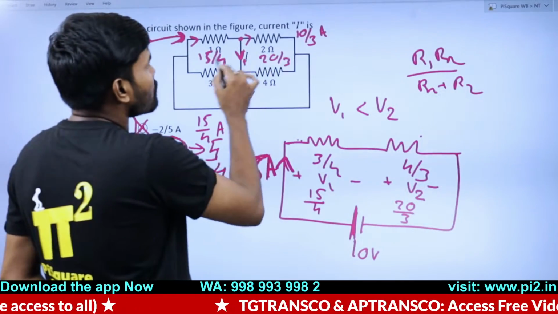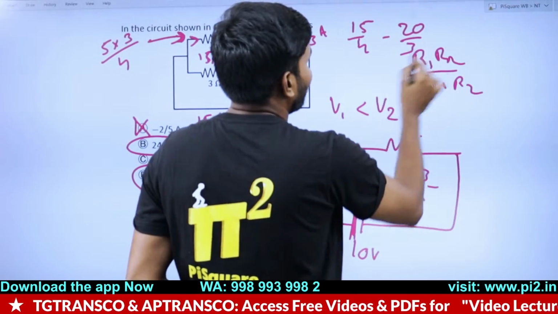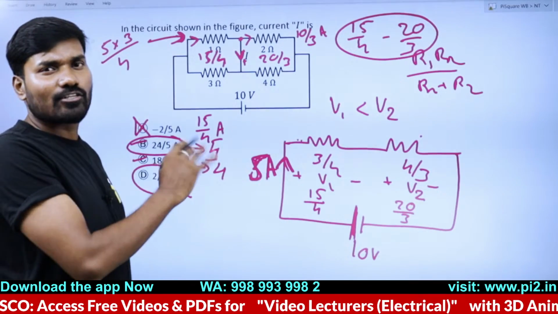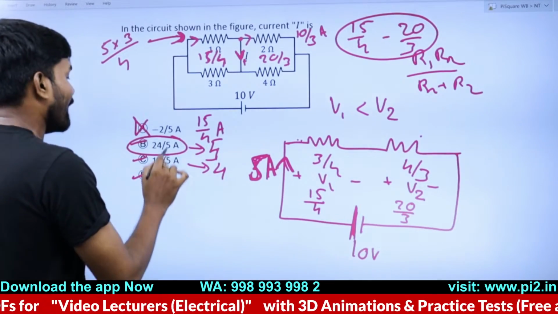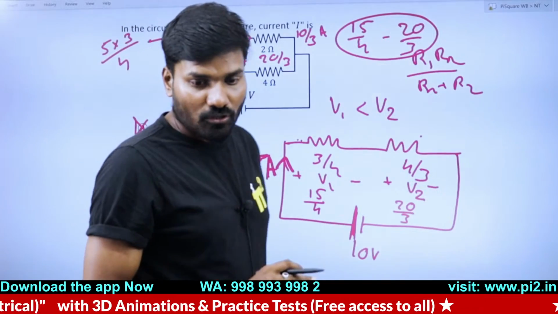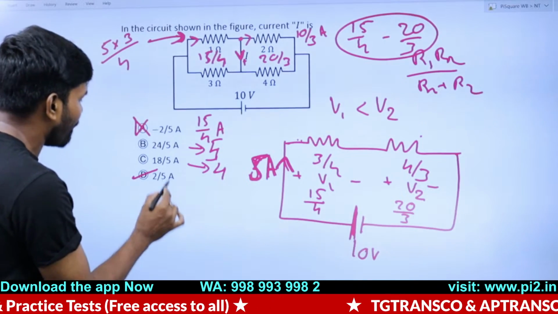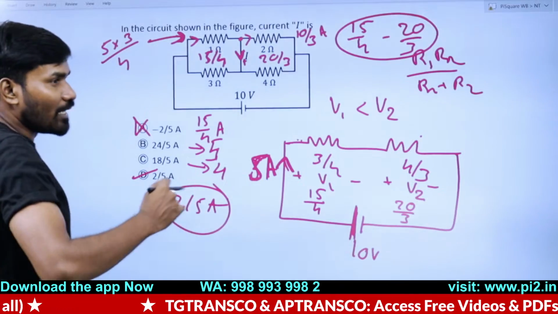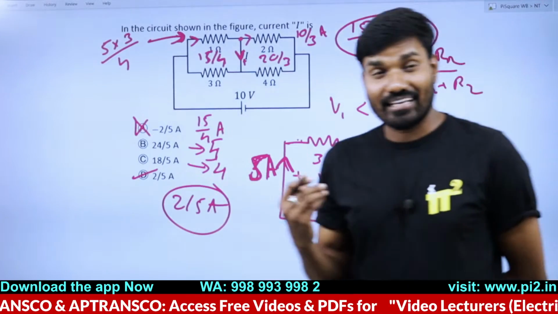Now, if I subtract these two numbers, 15 by 4 minus 20 by 3, is this going to give this answer or this answer, 5 or 4? Definitely it's not going to give 5 or 4. So possibly D is the answer, and it is the answer. If you go for exact numbers also, you'll get the same answer, exactly 2 by 5. But I don't recommend going for exact analysis all the time. When you get options, try to make use of those options for easy answering.